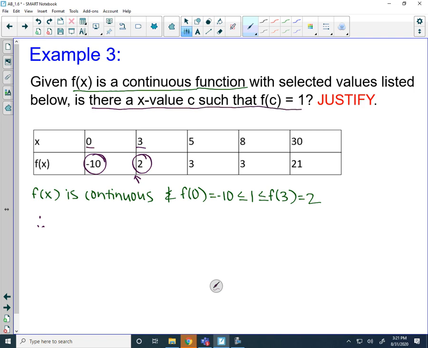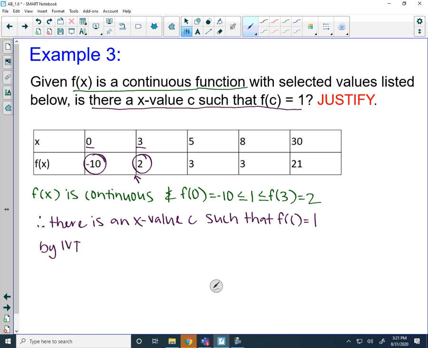So we're going to say, therefore, there is an x value c such that f of c equals 1. And then we're going to always state the theorem we're using. So anytime we're using a theorem, we're going to state that. That's true if we're doing a squeeze theorem problem, an IVT problem. Next chapter, we'll learn a different theorem. We always want to state the theorem used. So there is an x value c such that f of c equals 1 by IVT.